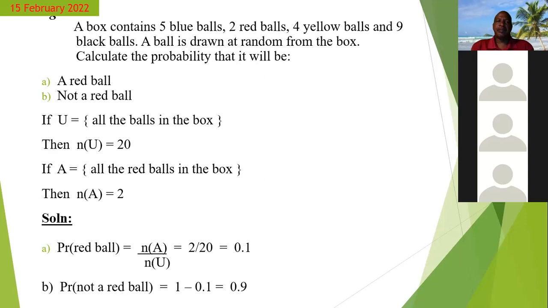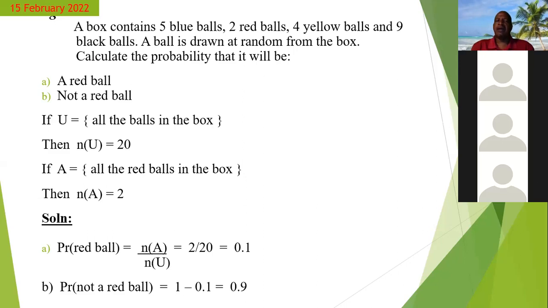So the solution is there now. Now we have a box of balls. How many balls in total in the box? There's 20 of them, sir. How many you have? 20. Everybody in agreement that we have 20 balls in the box? All right, so if we have 20 balls, that means 5 out of the 20 is blue, 2 out of the 20 is red, 4 out of 20 is yellow, and 9 is black.